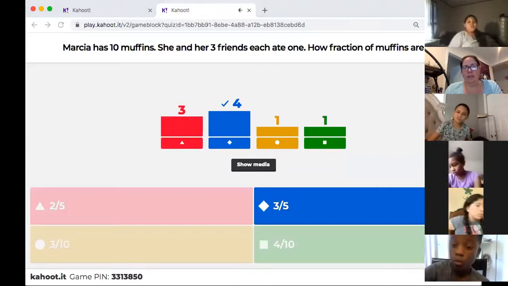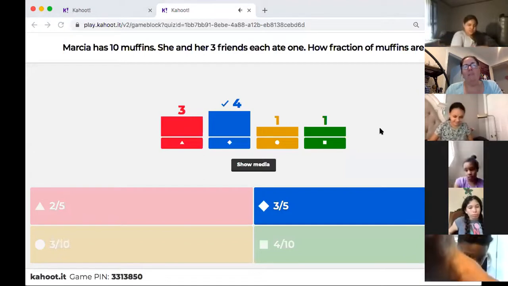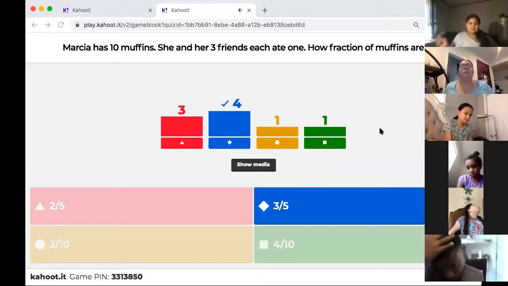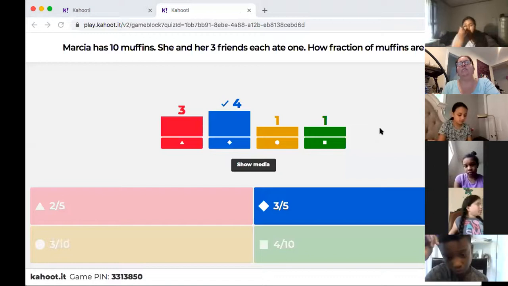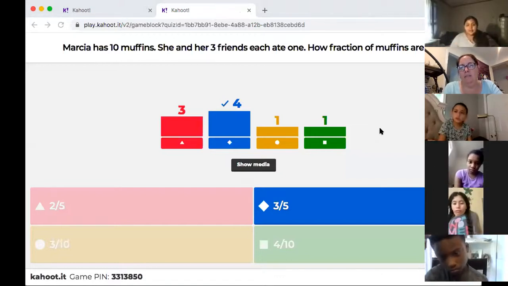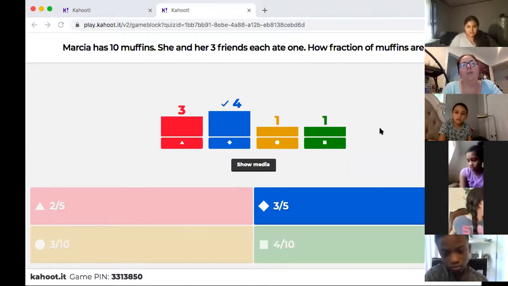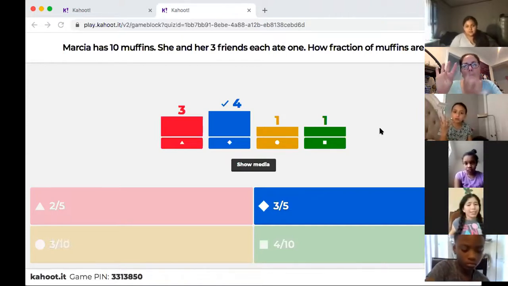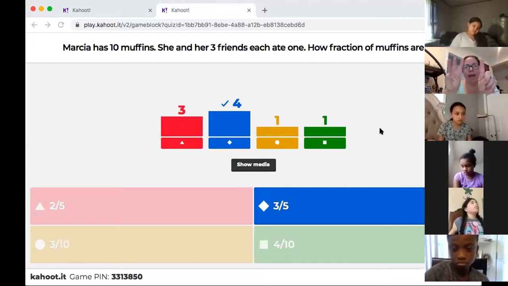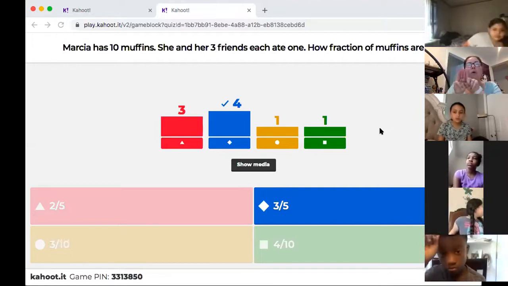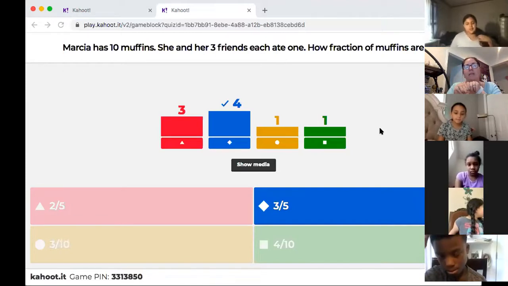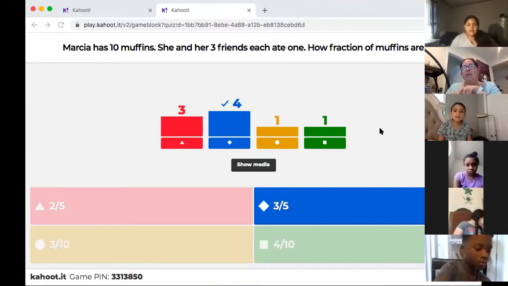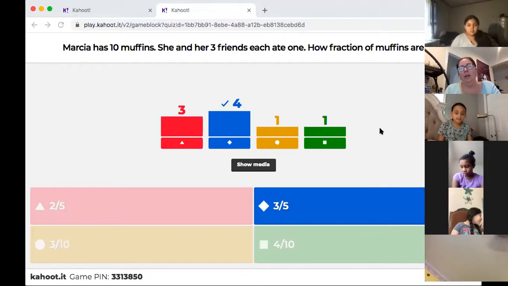All right. Yes, 3/5. So how many people ate muffins if Marsha and 3 friends ate muffins? 4. Marsha and 3 friends. So 4 people total ate muffins, right? So what would be left over of the 10 muffins if 4 people ate a muffin?